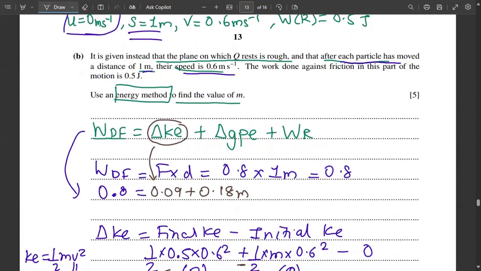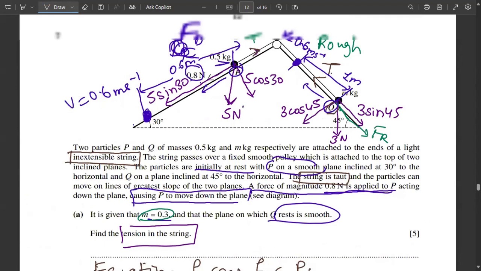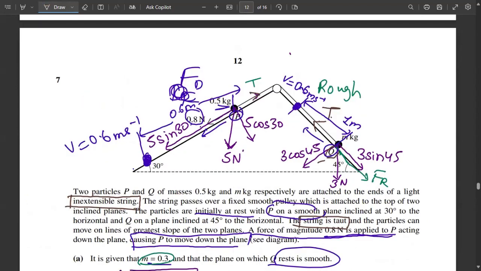So before continuing, I want you to realize one thing: that Q, this particle, is moving upwards. That means its height is increasing, so the GP will be positive for this, obviously. But this particle is moving downwards, so GP will be negative.